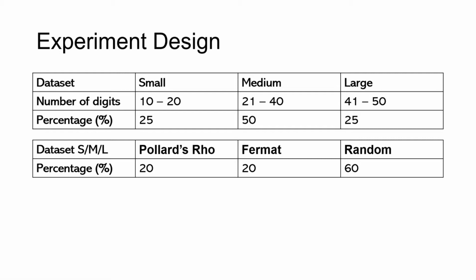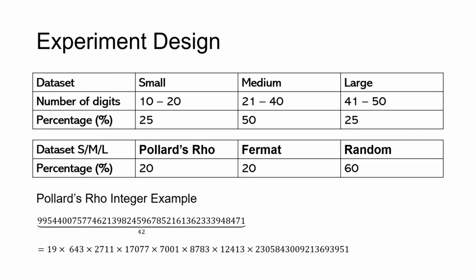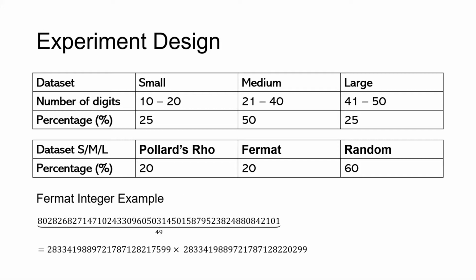Since Pollard's rho and Fermat factorization are special-purpose algorithms, we also design corresponding integers for them. For example, integers for the Pollard algorithm are constructed from a series of small prime factors and a large prime factor. Integers for the Fermat algorithm are constructed from 2 large primes where the difference between them is quite small. The reason for this design will be shown in the analysis part. And the remaining integers are randomly generated according to the number of digits of each dataset. The percentage of different purpose datasets is shown in the second table.